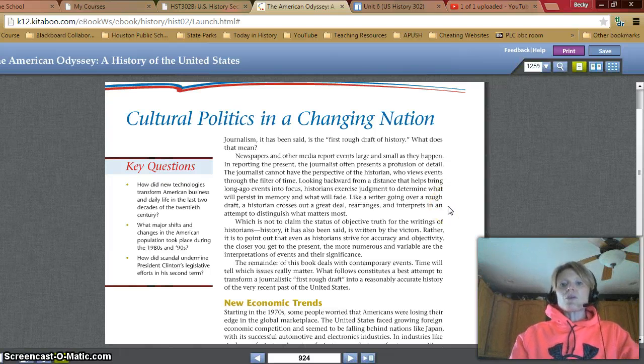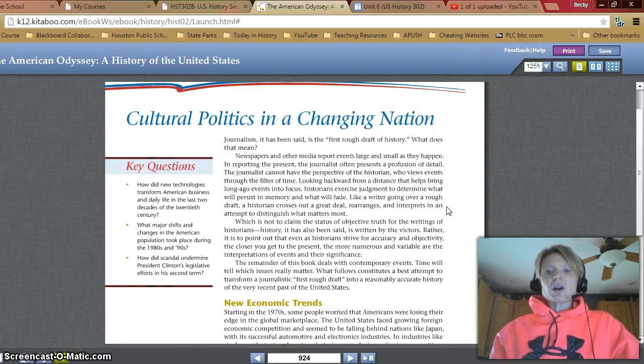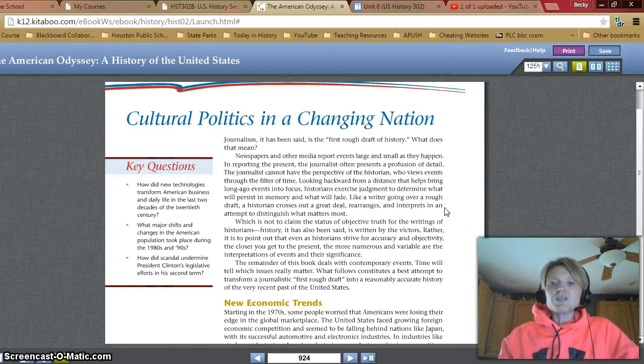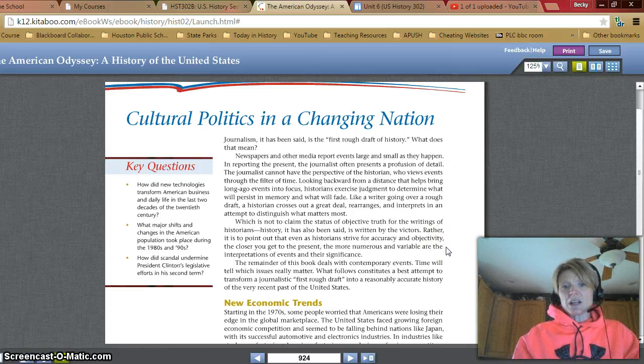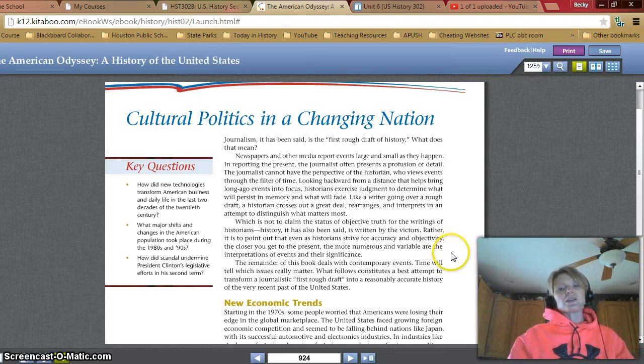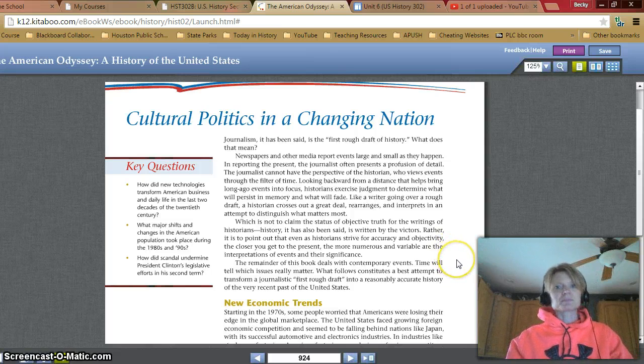Like a writer going over a rough draft, a historian crosses out a great deal, rearranges and interprets in an attempt to distinguish what matters most. Which is not to claim the status of objective truth for the writing of historians. History, it has also been said, is written by the victors. Rather, that is to point out that even as historians strive for accuracy and objectivity, the closer you get to the present, the more numerous and variable are the interpretations of events and their significance.